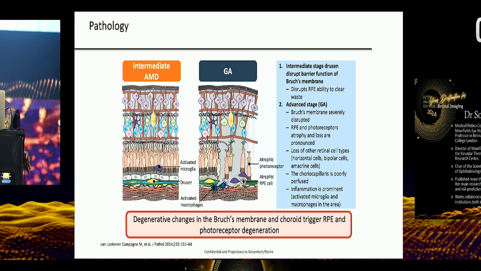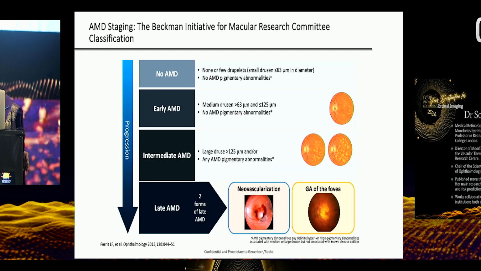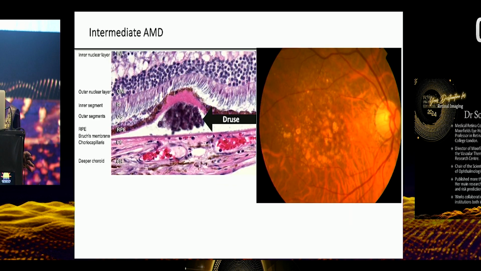So we have previously always classified AMD based on color photographs, and the Beckman initiative is the most commonly used one. So today the focus at present is on intermediate AMD, where you have large drusen and/or pigmentary changes, and that can be associated with a large number of medium drusen as well. So far we have been focusing on the advanced forms, GA and neovascularization. So for intermediate AMD, as many of the previous speakers said, large drusen is the main disease characteristic, associated with RPE changes if they are available.